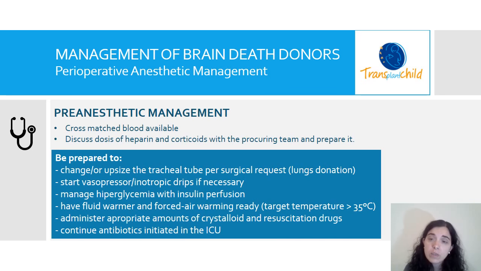We have studied the consequences of brain death in the adult and pediatric population, and now we are ready to prepare everything for organ procurement. In the pre-anesthetic setting, make sure appropriate amount of cross-match blood is available. Previously discuss the dose of heparin with the procuring team and prepare it. Be also prepared to change or upsize the tracheal tube per surgical request if there's lung donation, start vasopressors if necessary, manage hyperglycemia with insulin, have fluid warmers, administer appropriate amounts of crystalloids and resuscitation drugs, continue antibiotics and all the therapeutics that the donor was doing.